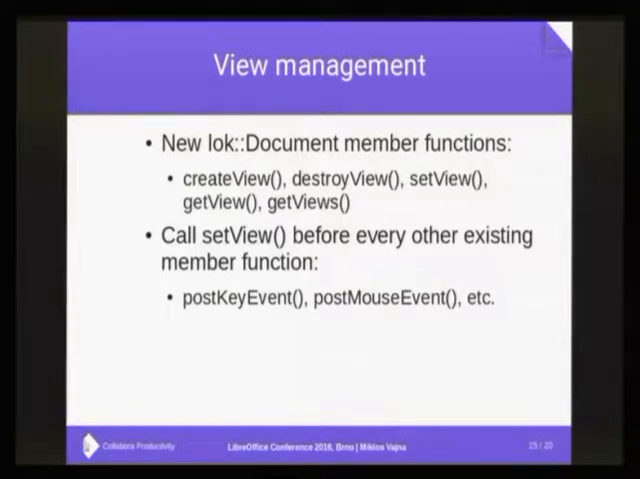This way, in case somebody is not interested in collaborative editing, like the Android client, it doesn't have to do anything. It's backwards compatible. You just don't use any of these view functions. Say the create view is basically equivalent to this new window feature on the desktop UI. You can close the view, you can set which one is the active, you can get an identifier for the view, which is just a serially incremented integer. You can get the number of views and so on.